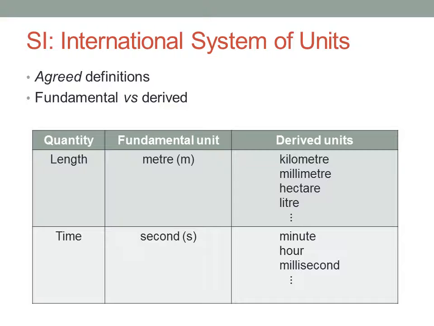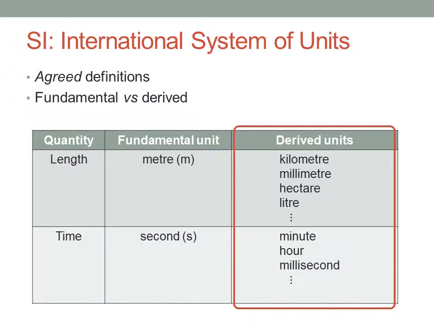SI units are divided up into fundamental and derived units. There are 7 fundamental units, of which here we are interested in only 2, length and time. All the other units are derived from these fundamental units. That's things like kilometres and millimetres, hectares, litres, and for time, minutes, hours, milliseconds, and so on.